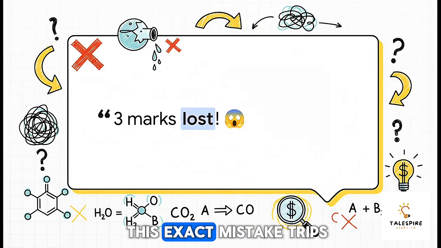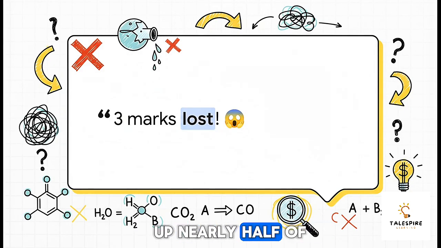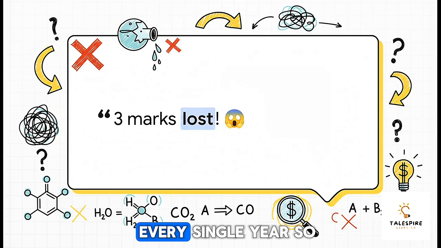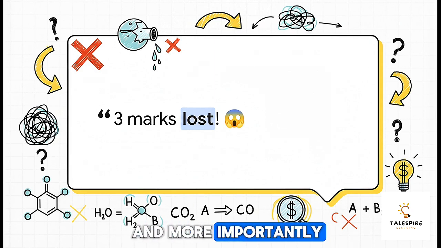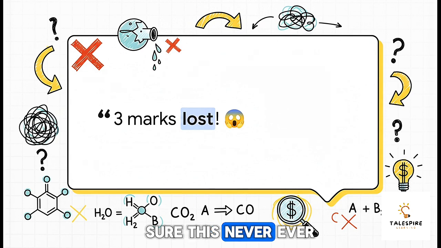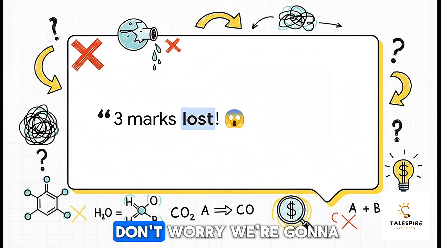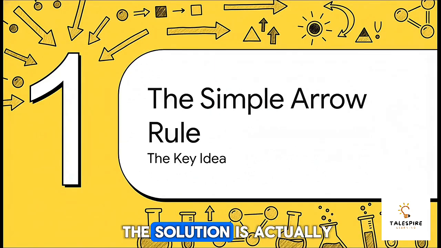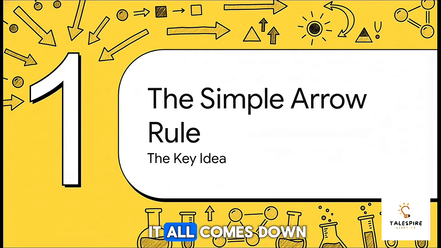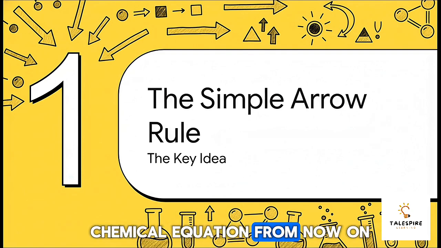This exact mistake trips up nearly half of all WAEC candidates every single year. So what really went wrong? And more importantly, how do you make sure this never happens to you? Don't worry, we're going to fix this confusion once and for all. The solution is surprisingly simple. It all comes down to one core idea I like to call the arrow rule, and trust me, it's going to change how you look at every chemical equation from now on.